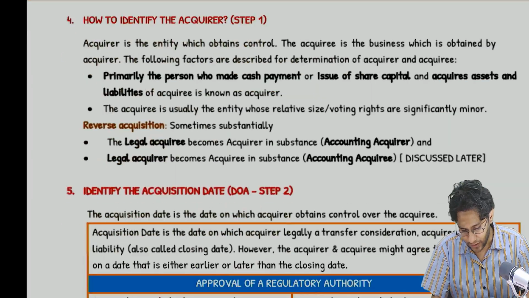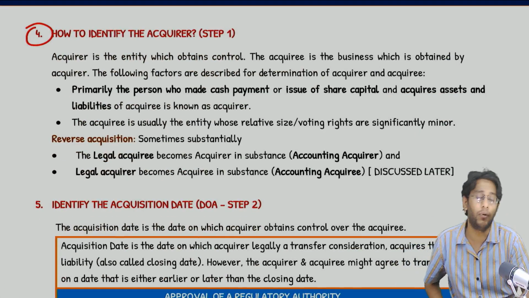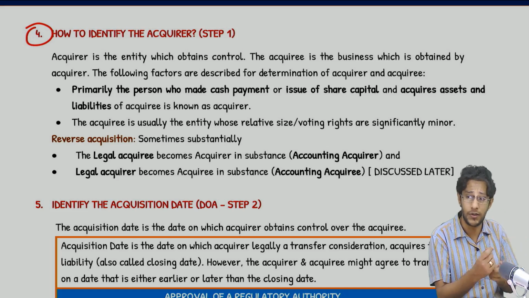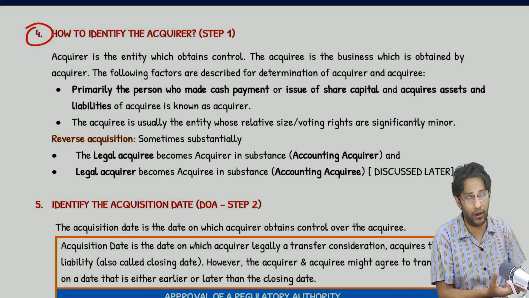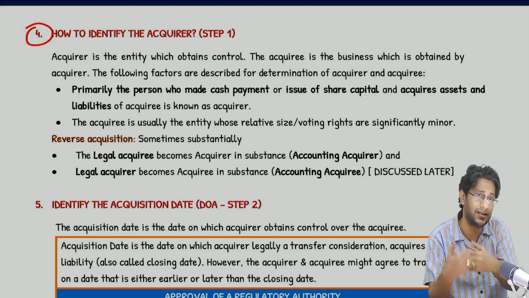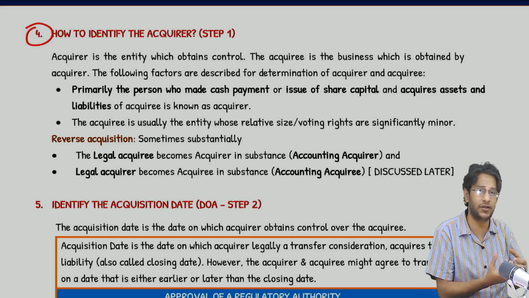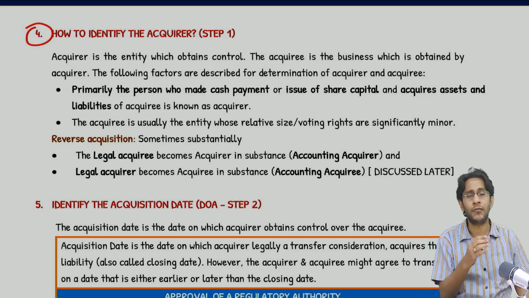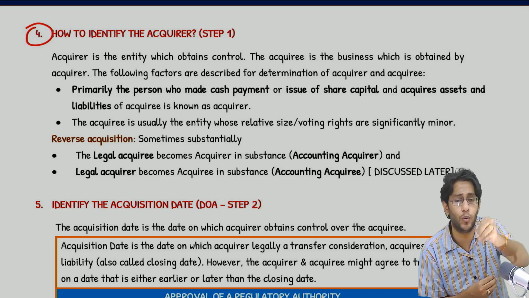Anyway, first, you have to identify who is the acquirer. See, there are two parties now. One entity is acquiring control over the business of another entity. The entity which obtains control is called the acquirer. The entity on whose business control is obtained, the selling company, is called the acquiree. In general parlance, the purchasing company is the acquirer entity and the selling company is the acquiree entity.